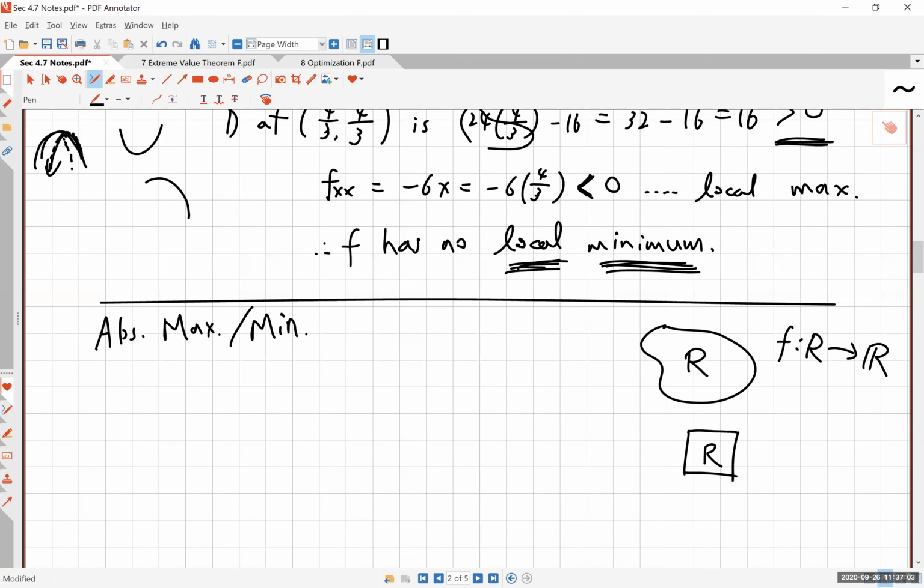Okay, next, what happens if you have to look for absolute maximum and absolute minimum? All right. So remember your region, the domain. Of course, the domain in this case has to be closed and bounded in order to guarantee an absolute maximum or minimum. Typically, your closed and bounded region or domain looks like this. Okay, or maybe a square, or maybe a circle, right?